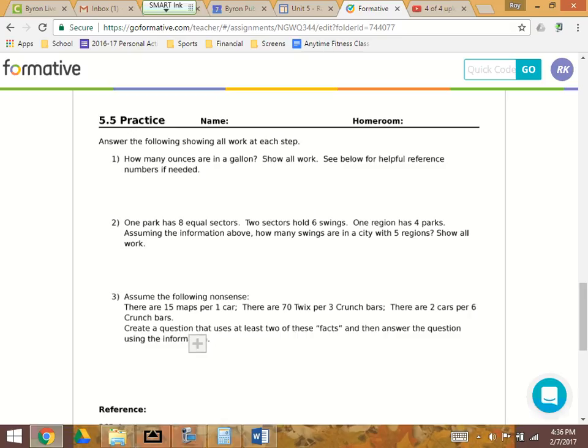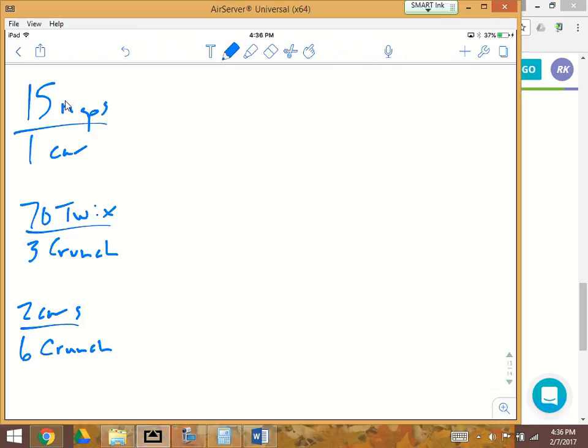Then it says create a question that uses at least two of these facts and then answer the question using the information. So we want to come up with a question that uses at least two of these facts. So you can't ask a question about maps and cars because that just uses one fact. You can't ask a question about cars and crunch. You can't ask a question about Twix and crunch. You gotta use two different facts. So I can ask a question about Twix and maps.